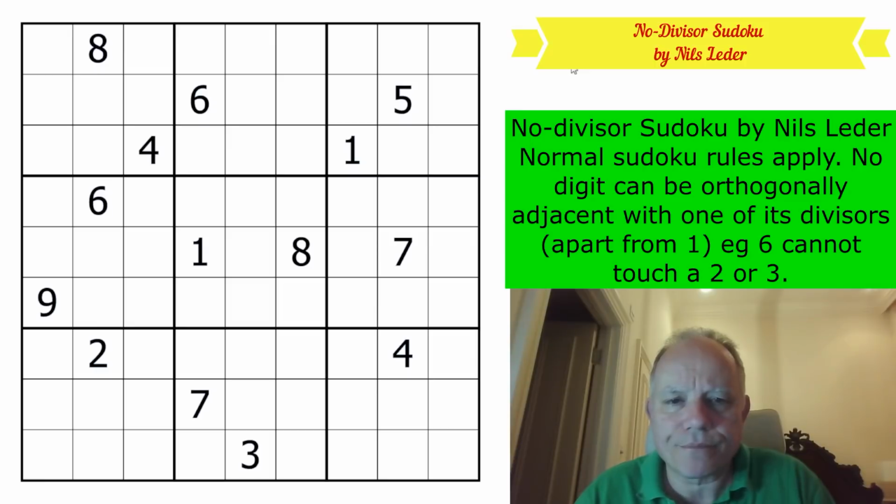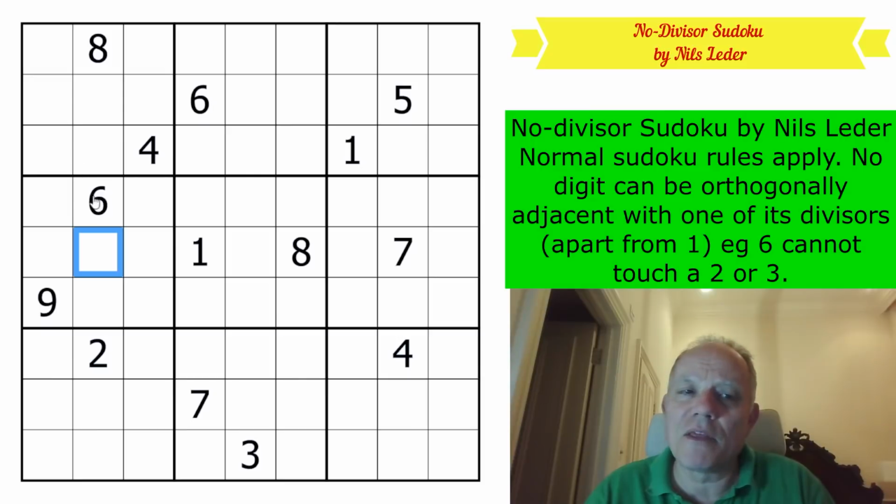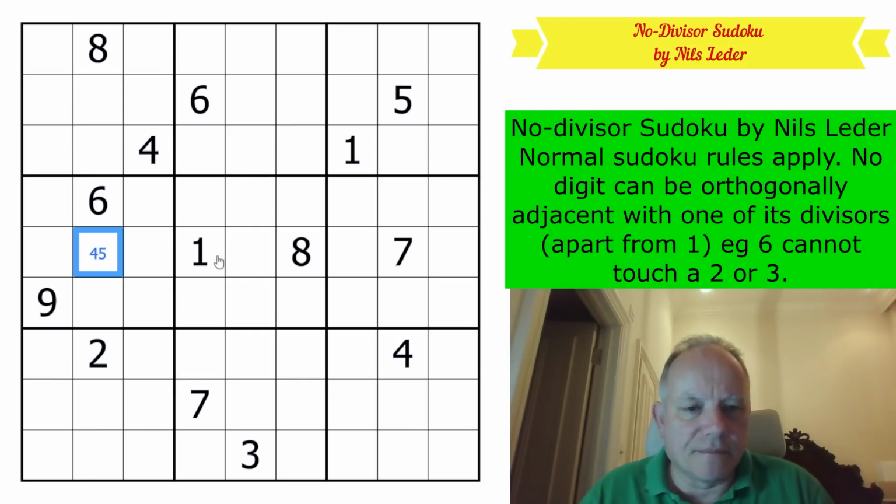How do we get cracking? I don't know. Right, that cell sees 2 and 6, 9, 1, 8, and 7. And it can't be 3 because it's next to 6. That's not the way to do it.